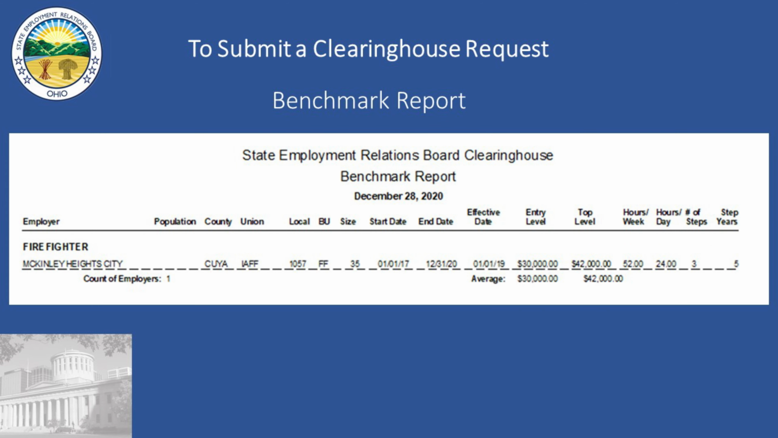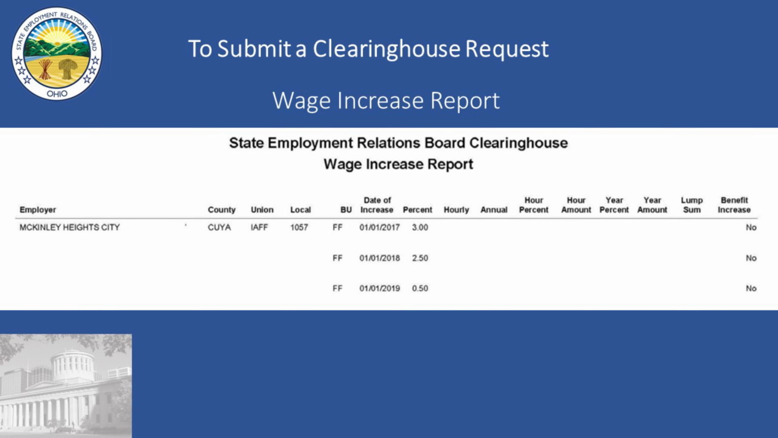The benchmark report displays a salary comparison for each job title. This report includes entry-level and top-level wages, work hours, and the number of steps and step years. The data in this report is grouped by job title. The wage increase report displays wage adjustments and lump sums negotiated in each contract. This report includes adjustments by percent and dollar amount.